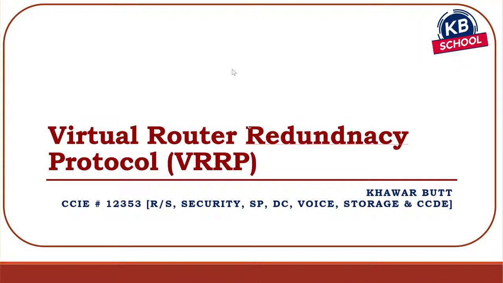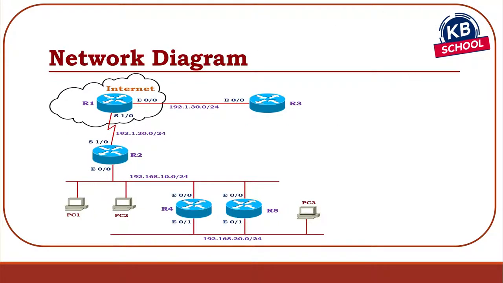Hey guys, this lab builds up on the previous video in which we took a look at HSRP on the 192.168.10.0 segment. In this particular one, our focus is going to be on the other segment, which is this guy over here, 192.168.20.0 segment. I'm going to run VRRP between R4 and R5 on the other segment. I'm going to use PC3 to point to the virtual IP as the default gateway.